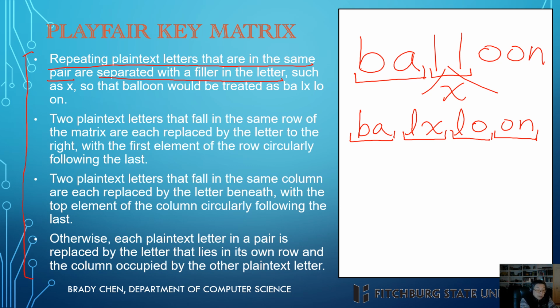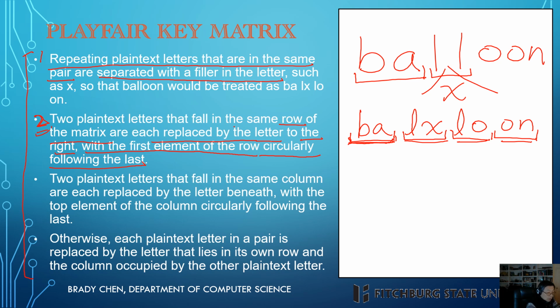Now, once we're done with this, we follow the next couple of steps to encrypt the message into the ciphertext. That's the first rule. This is the second rule. We check each pair. If two plain text letters fall in the same row of the matrix, each is replaced by the letter to the right. The letters are ordered in a circular way, with the first element of the row circularly following the last. So if the two letters in a unit fall into the same row of the matrix, rule number 2 applies.